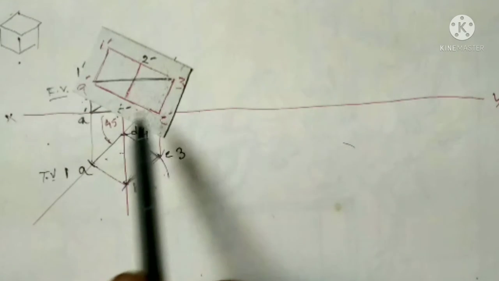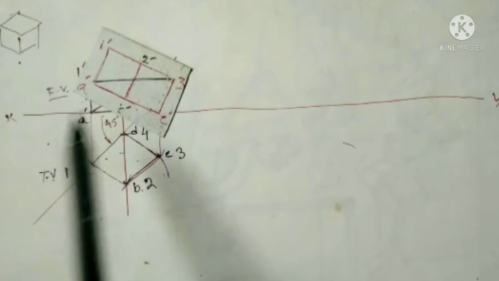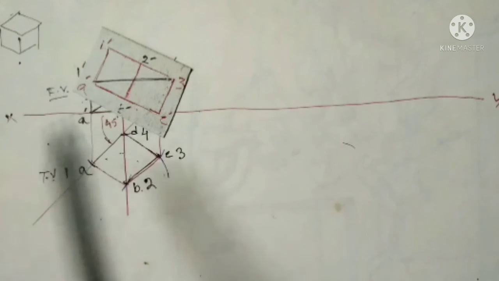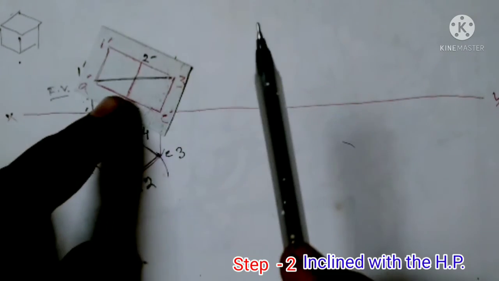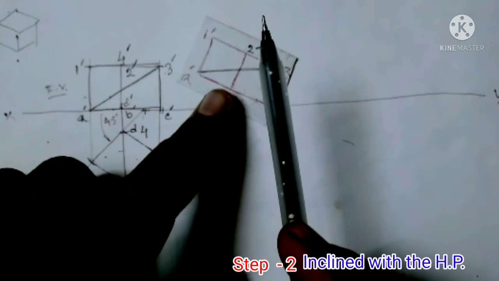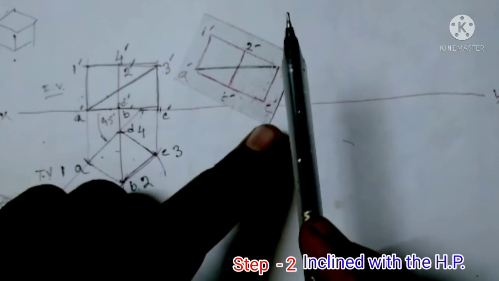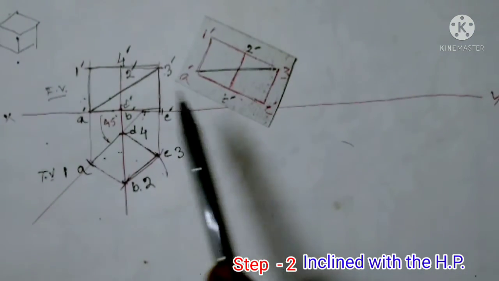Now I will redraw the front view in this position. But if I draw it in this place, another view will be overlapping. So I will draw the front view by moving it a little at any distance.